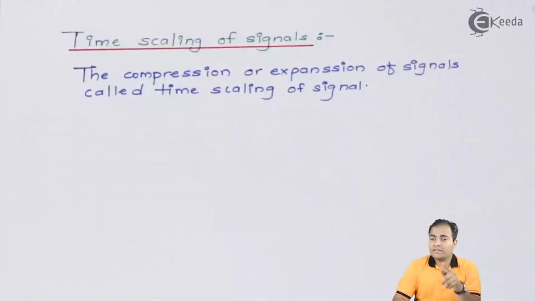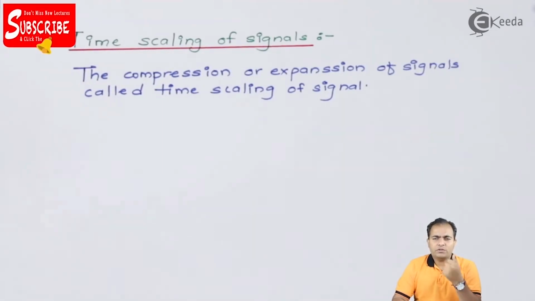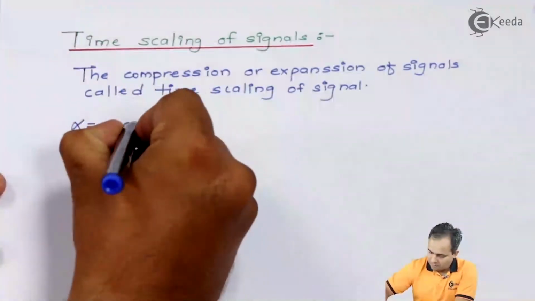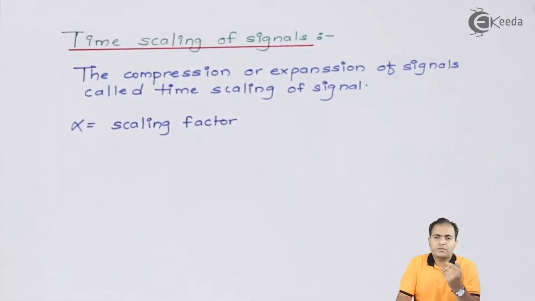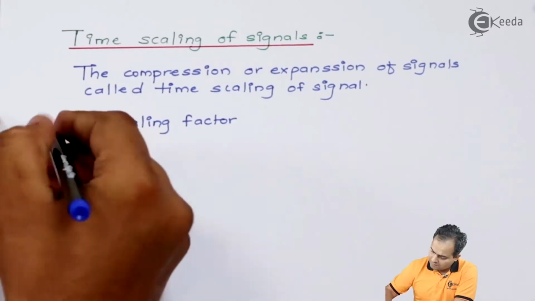The compression and expansion of signals is called time scaling of signals. So there is one factor basically which is used to compress or expand the signals. Let's say the name of that factor is alpha. That factor is the scaling factor, and there are different conditions of alpha which are used for compression and expansion of time signals. So let's note it down.